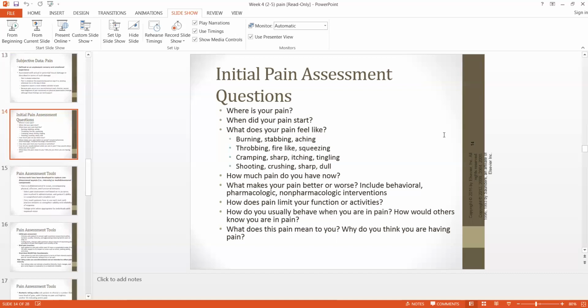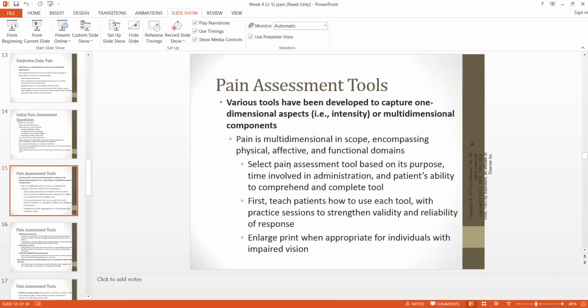What does this pain mean to you? Why do you think you're having this pain? Is it cancer? Is it, I'm going to die like Uncle Joe did whenever he felt this pain? Is it, I'm not healed yet? Is it, I'm not over the breakup yet? All of this kind of stuff. What does this pain mean to you? Since it's a perception, we have to assess how they're perceiving.